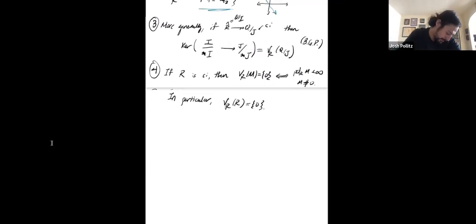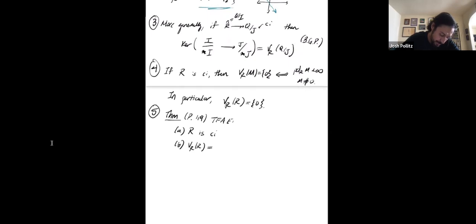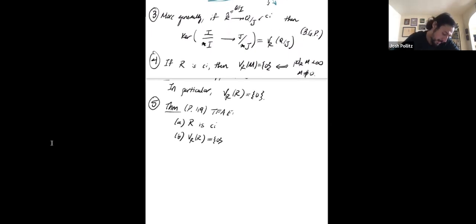So you could look at this and ask, what happens if R is not CI? Can you say anything about all these varieties? That took some work. In 2019, the following are equivalent: R is CI; the variety of the ring itself being the origin, so being small; and the variety of M being the origin for some finitely generated R-module M. The interesting thing here is B implies A or C implies A, since we already know the story for CIs given by part 4.